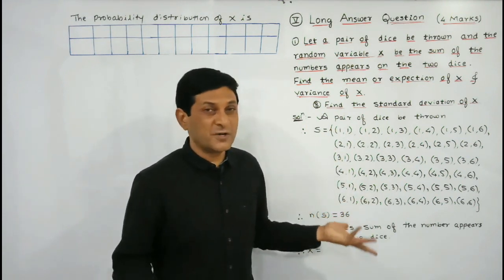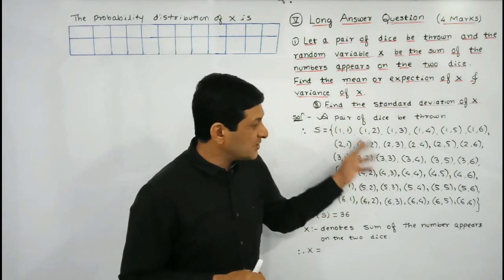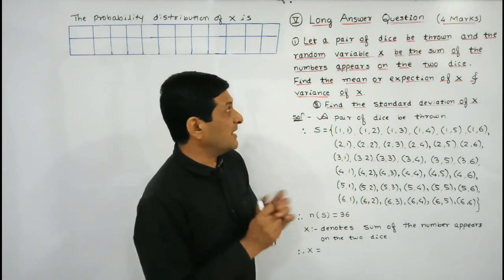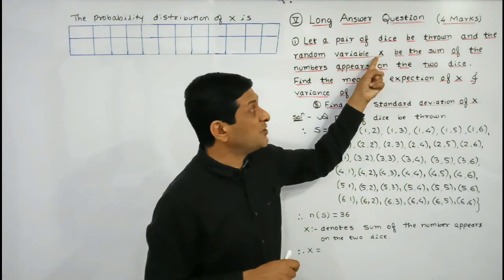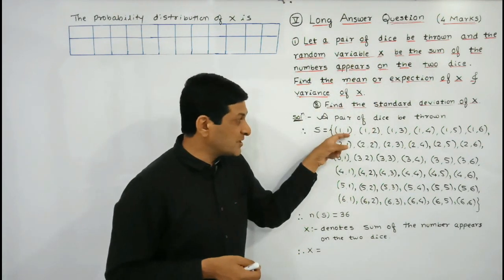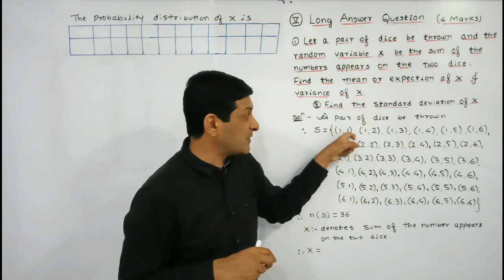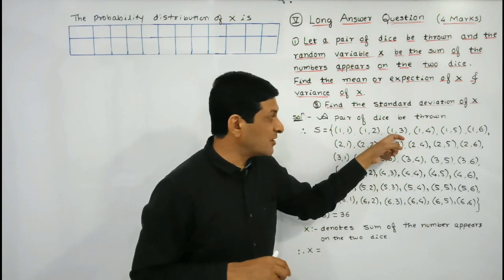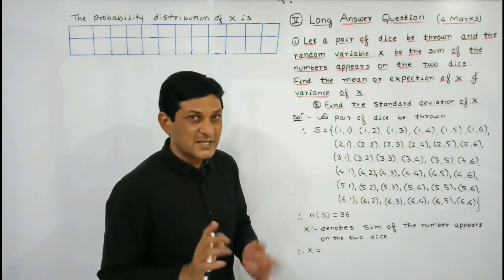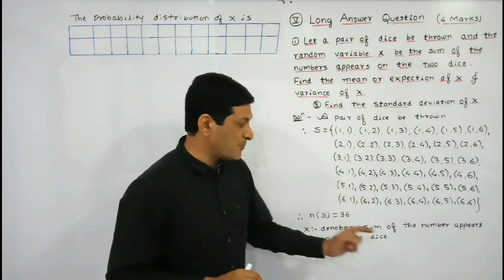Such types of examples we have already studied in earlier classes also. So now these are 36 outcomes if 2 dice are rolled. Now observe what our random variable is. Random variable x denotes the sum of numbers that appear on the 2 dice. So the sum of the numbers on the uppermost faces will be 1 plus 1 is 2. Here the sum will be 3. Here 1 plus 3 is 4. That means x denotes the sum of the numbers on the uppermost face.